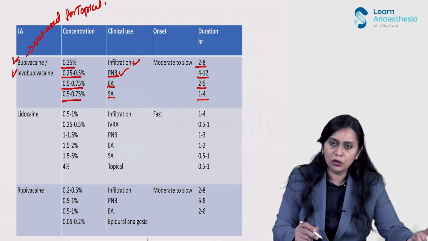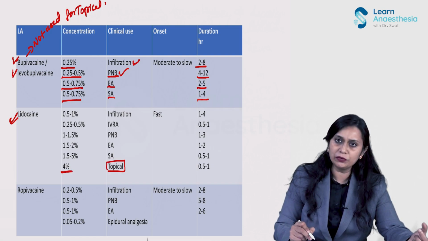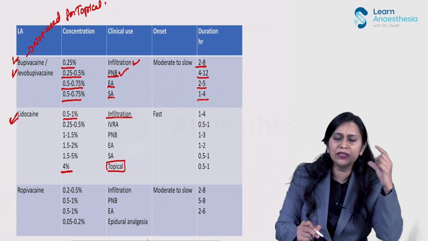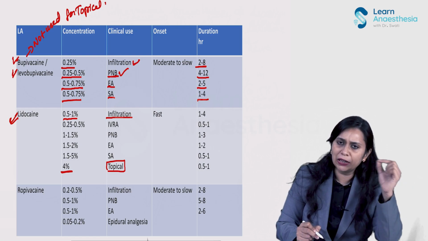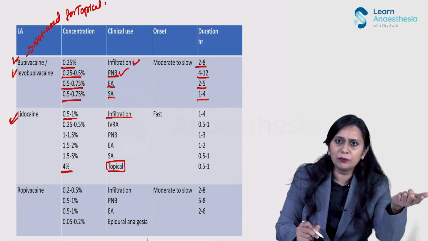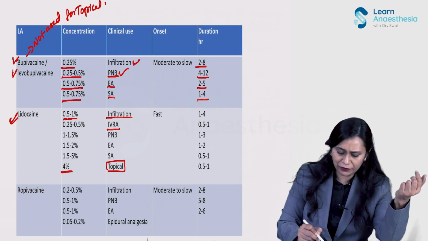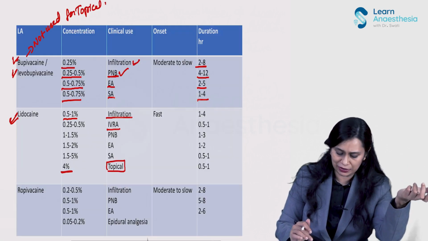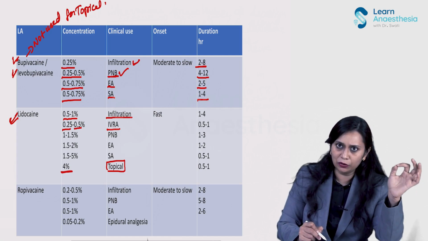Lidocaine, the next common one. Now lidocaine, we use it for topical, very commonly at 4% concentration. We use it for infiltration at 0.5 to 1% concentration. If you have seen a lidocaine vial, it comes in 2% concentration. So an equal amount diluted with normal saline becomes 1% concentration, and we use it for local infiltration. Now for IVRA, intravenous regional anesthesia, which we talked about just now, we use a concentration of 0.25 to 0.5%, a very low concentration.